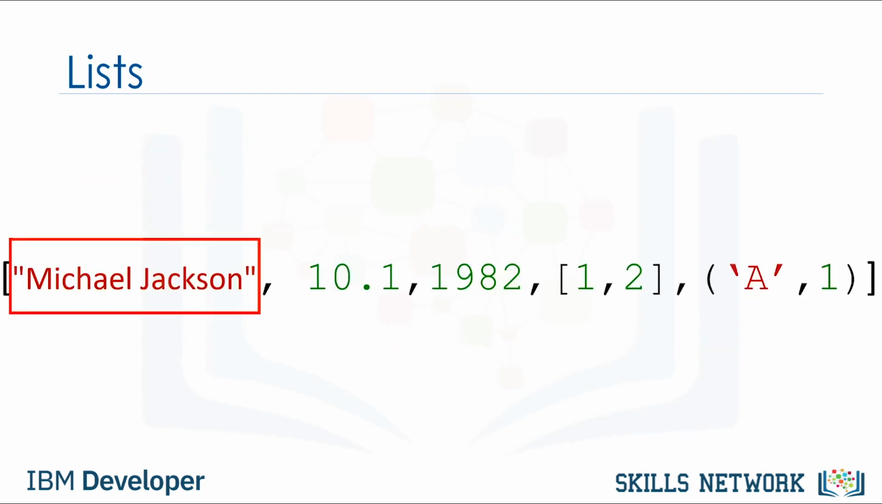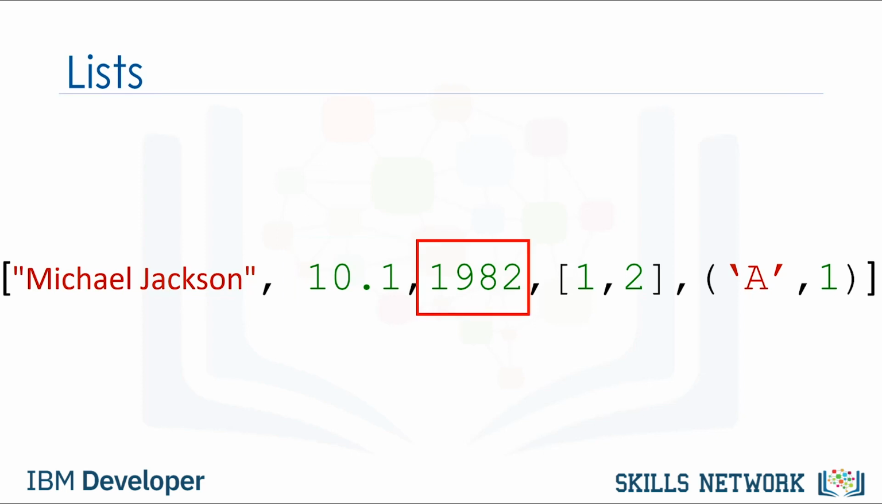Lists can contain strings, floats, integers. We can nest other lists. We also nest tuples and other data structures. The same indexing conventions apply for nesting.